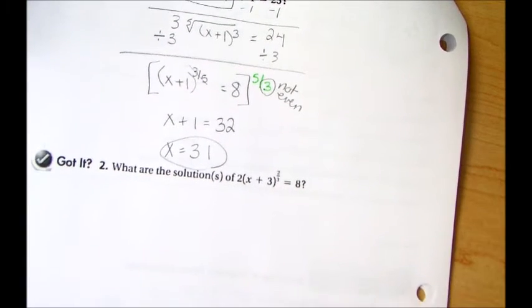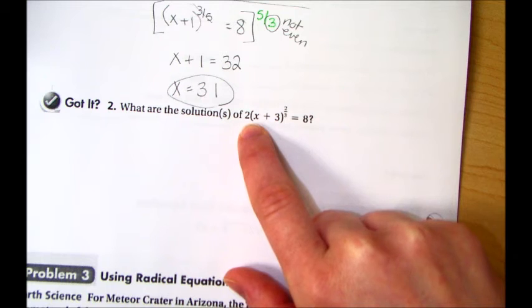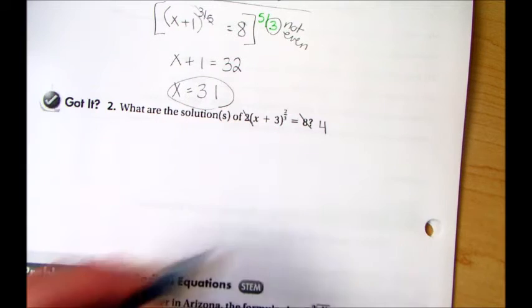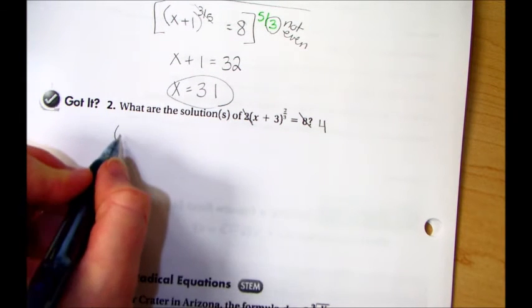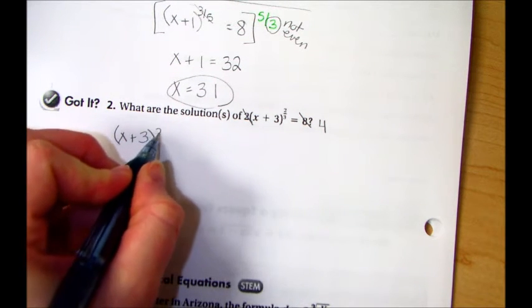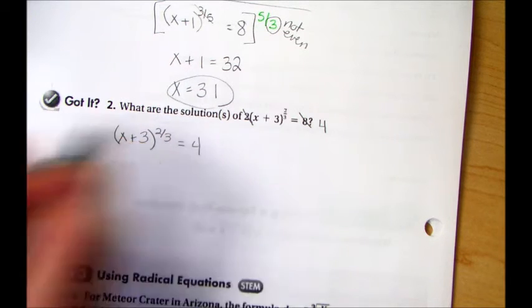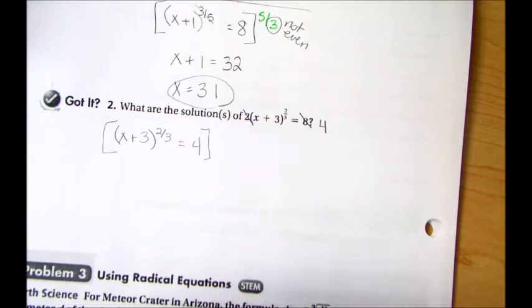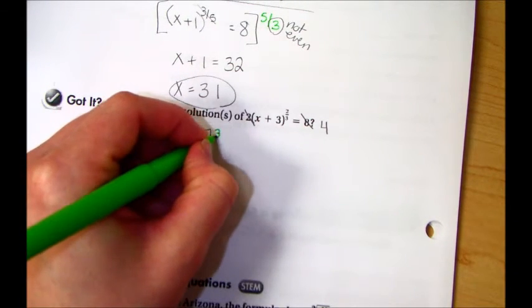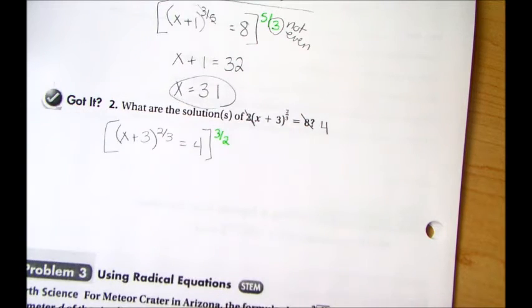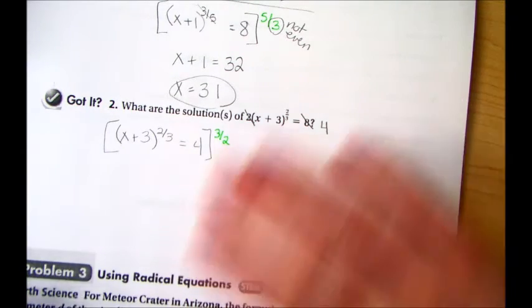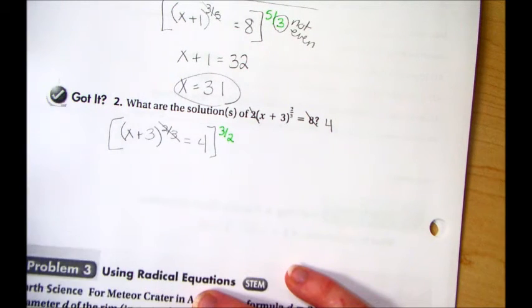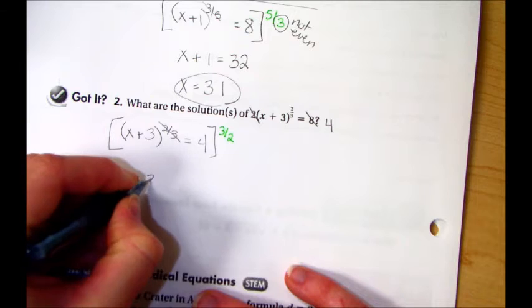Let's try that one more time. This 2 is on the outside, and we need to get rid of it, so we will divide both sides by 2. This side will become a 4. So now we have x plus 3 to the 2/3 power equals 4. Again, to untrap x, students in the past have told me they like to just take the reciprocal of 2/3 and make it 3/2. You could make it the cube root and cube both sides, but this is how they like to do it. So the 3/2 does cancel the 2/3, and you get x plus 3 equals.